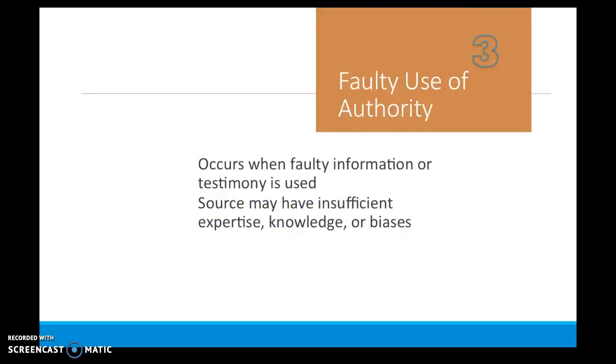Faulty use of authority. This occurs when faulty information or testimony is used. Sources may have insufficient expertise, knowledge, or biases. For example, if you remember, when Dennis Rodman was interviewed about the U.S.'s foreign relations in North Korea. Think about that. Why would this be considered a faulty use of authority? Well, a basketball player is not an expert on foreign policy.